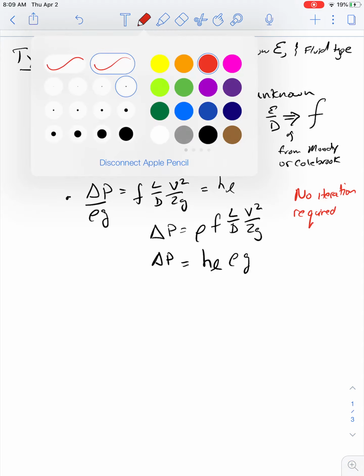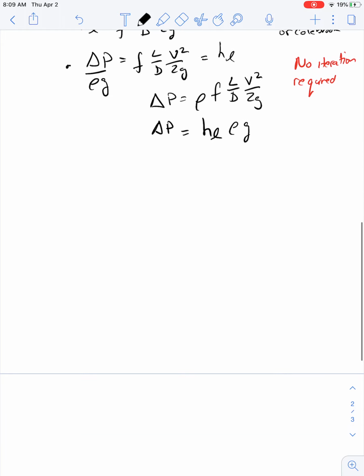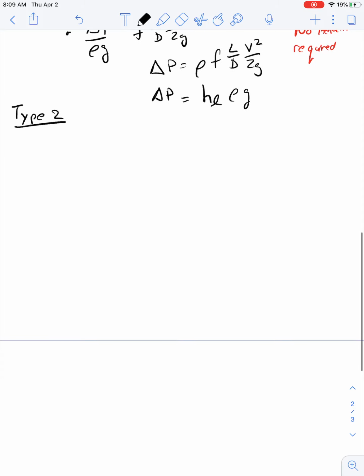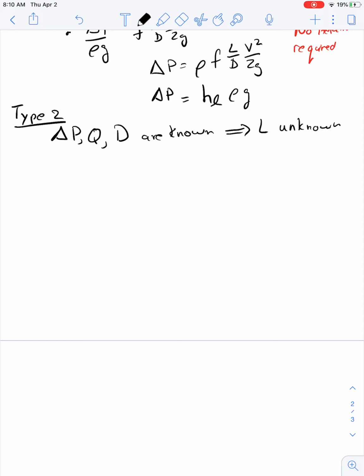Our next type that we're going to look at is type 2, and your textbook lists them a little bit differently, but it's basically the same concept. We're going to know the pressure drop. We're going to know the flow rate or average velocity and the geometry of the pipe, because we'll know D, the diameter. These are known. So pressure drop, flow rate, and diameter. And we want to design for L. So the length of the pipe is unknown.